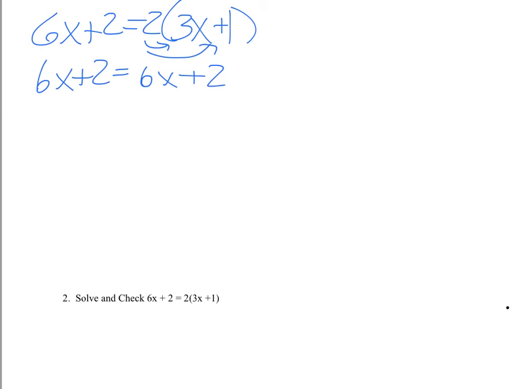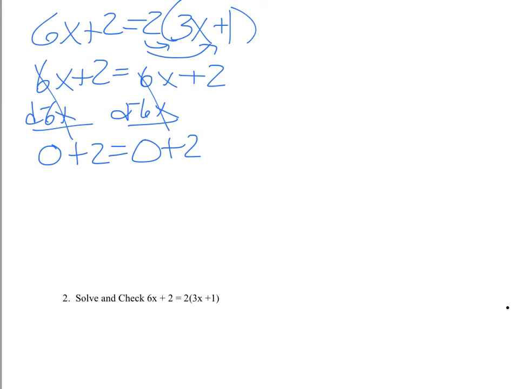So next thing I'm going to do is look and see if there's any like terms. In this case, there aren't. So I'm going to move the variable from the right-hand side to the left-hand side by adding the opposite. Both of my variables end up canceling out, giving me 0. If you remember from the last problem, I told you that if the variables cancel out, that again should be another hint that you're either going to get no solution or all real numbers. Well, 0 plus 2 is 2. 0 plus 2 on the other side is 2.